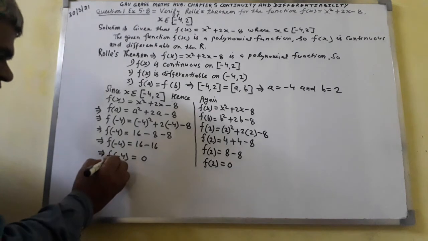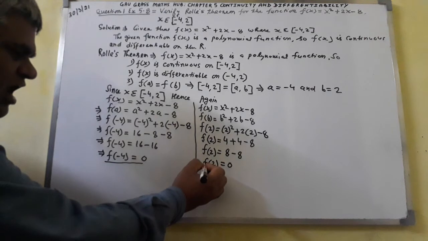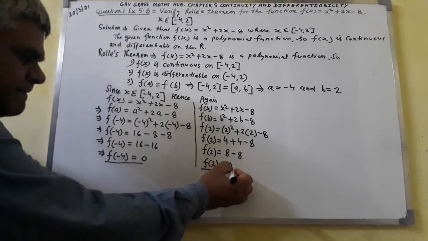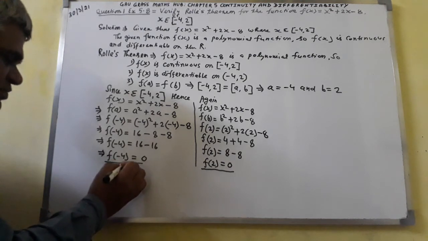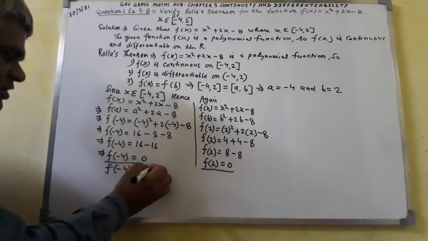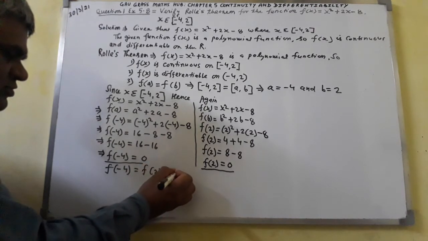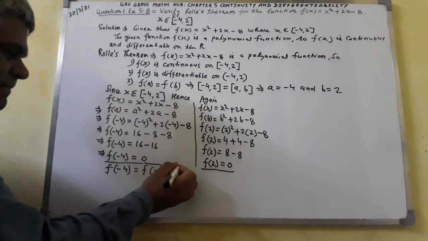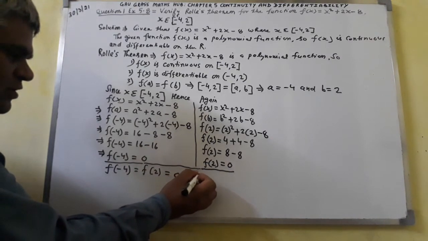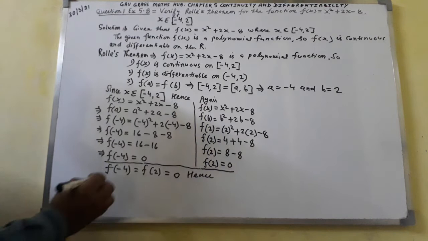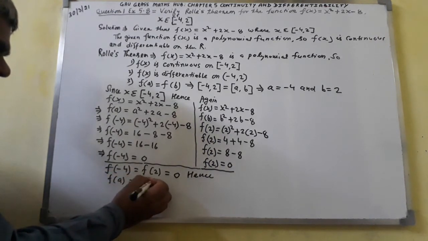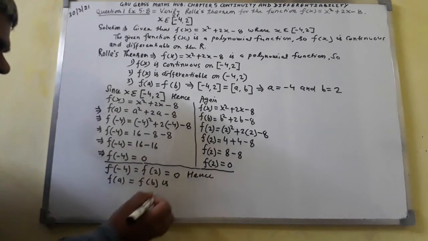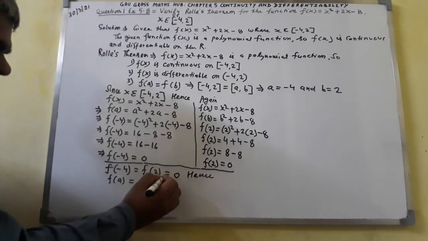Here you can see f of -4 equal to 0 and here also f of 2 equal to 0. That's why f of -4 equal to f of 2 equal to 0. Hence f of a equal to f of b is obtained.